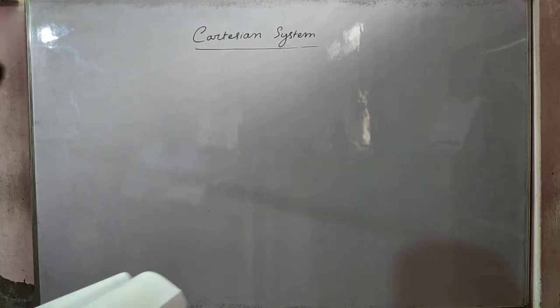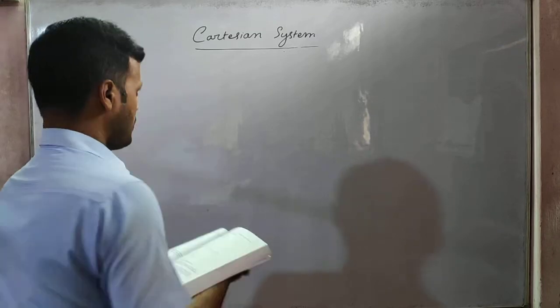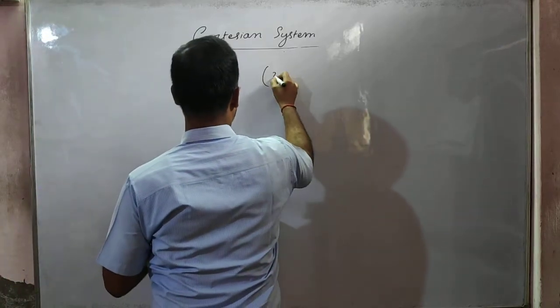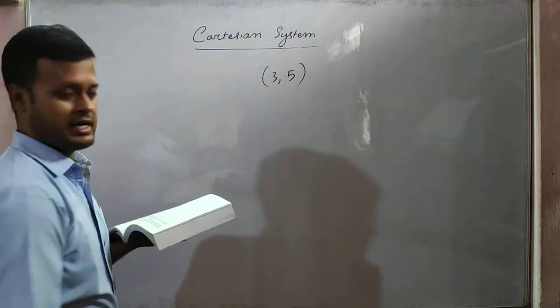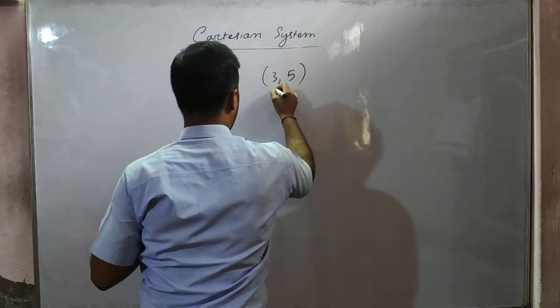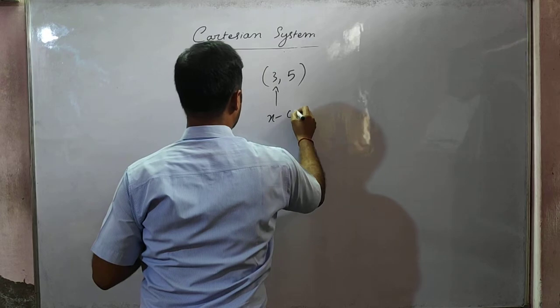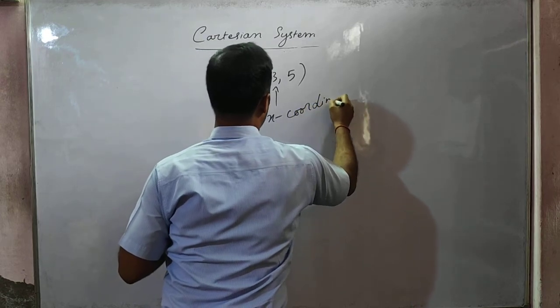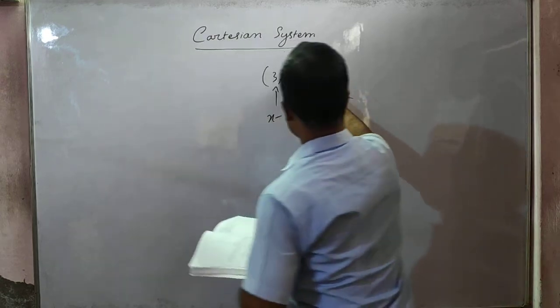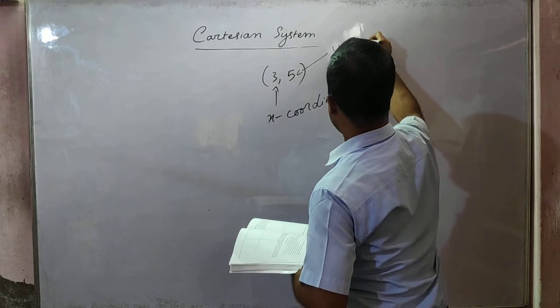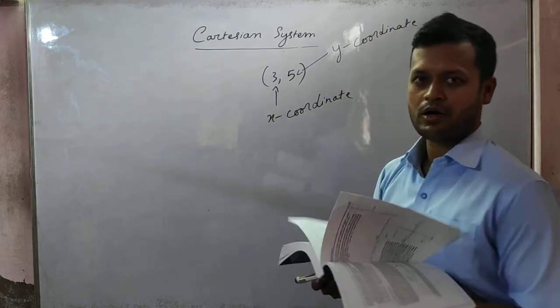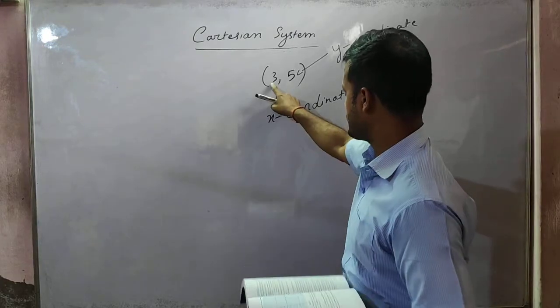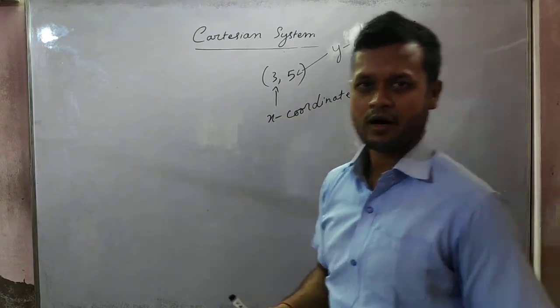So students, whenever any point is given to you, suppose 3 comma 5, here 3 is called the x coordinate, and 5 will be called the y coordinate. The first part is called the x coordinate and the second part is called the y coordinate.